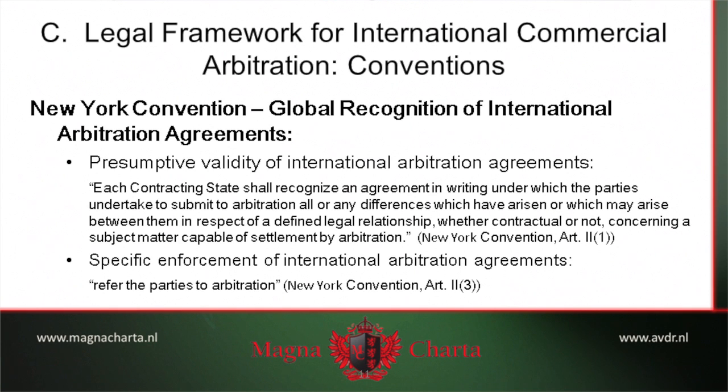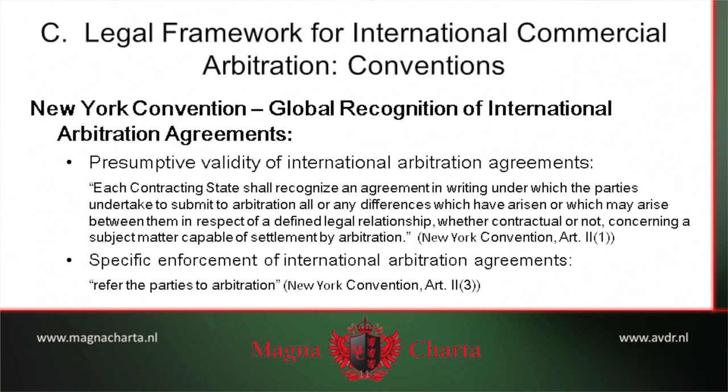The first of those two effects of the Convention you can see in the current slide, and this is effectuated in Article 2, and in particular Article 2.1 and Article 2.2. The fundamental requirement for the presumptive validity of international commercial arbitration agreements is stated in Article 2.1. You can see it on the slide. Each contracting state shall recognize, mandatory, shall recognize an agreement in writing under which the parties undertake to submit to arbitration all or any of the differences which have arisen or which may arise.